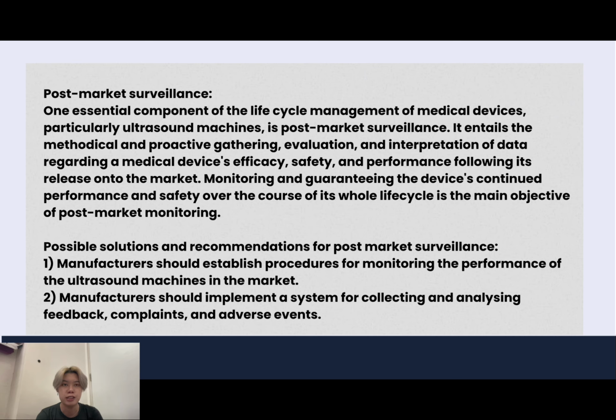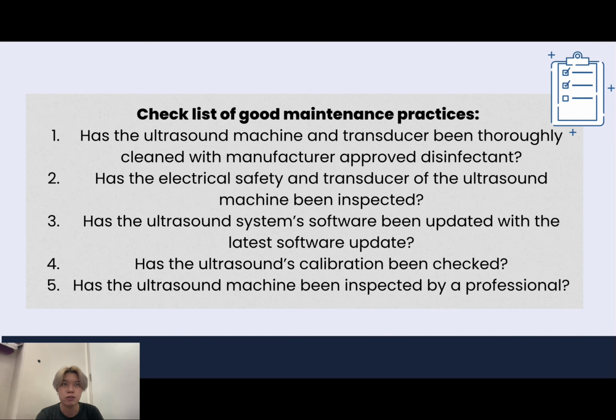Possible solutions and recommendations for post-market surveillance include: manufacturers should establish procedures for monitoring the performance of the ultrasound machines in the market, and manufacturers should also implement a system for collecting and analyzing feedback, complaints, and adverse events.